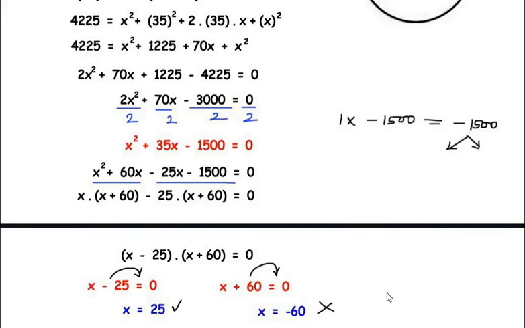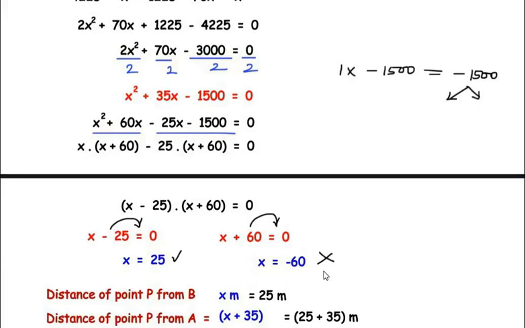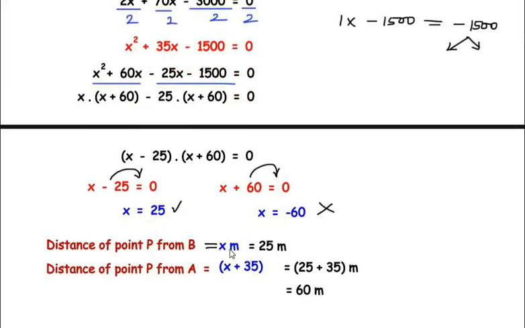So here the distance of point P from B is equal to x meters, which is 25 meters, and the distance of point P from point A was x plus 35 meters. So here we have written 25 plus 35 giving us 60 meters. So these are the distances of the entry gate from point A and point B.